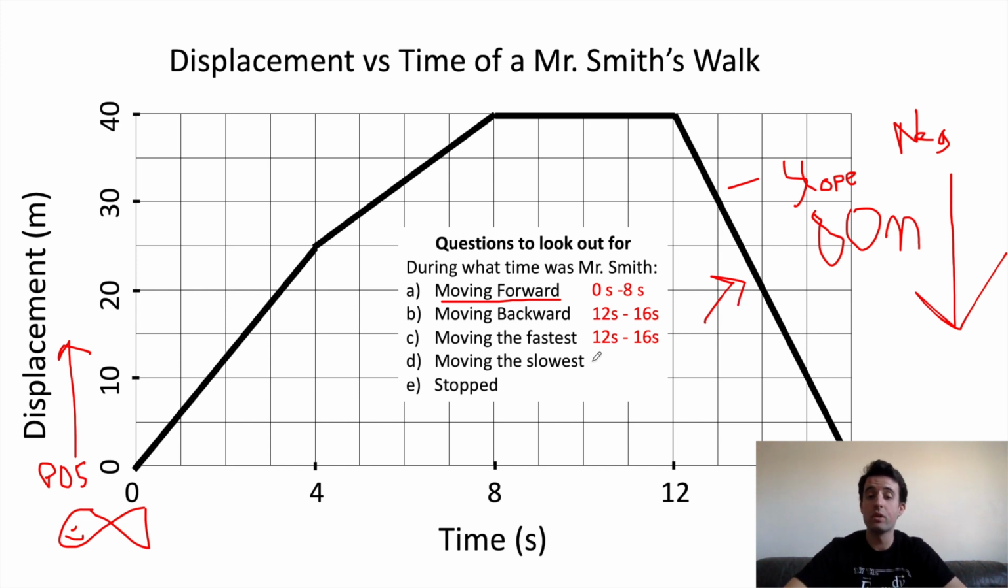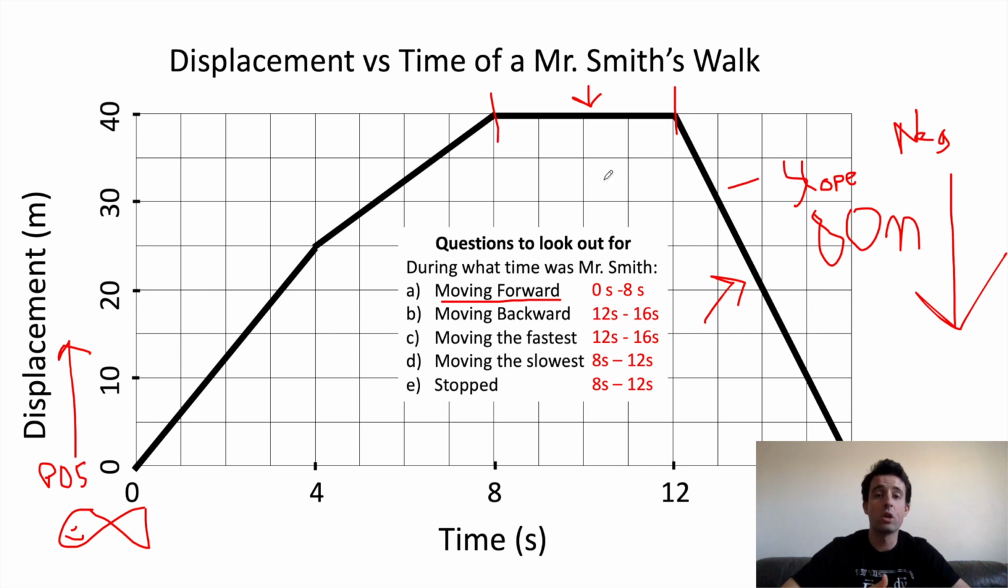For moving the slowest, we would say that I was moving the slowest during that time 8 through 12, which is also the answer for E. 8 through 12 is also the answer for E. In both those cases, I was stopped. I was not moving at all, so that would be moving the slowest.